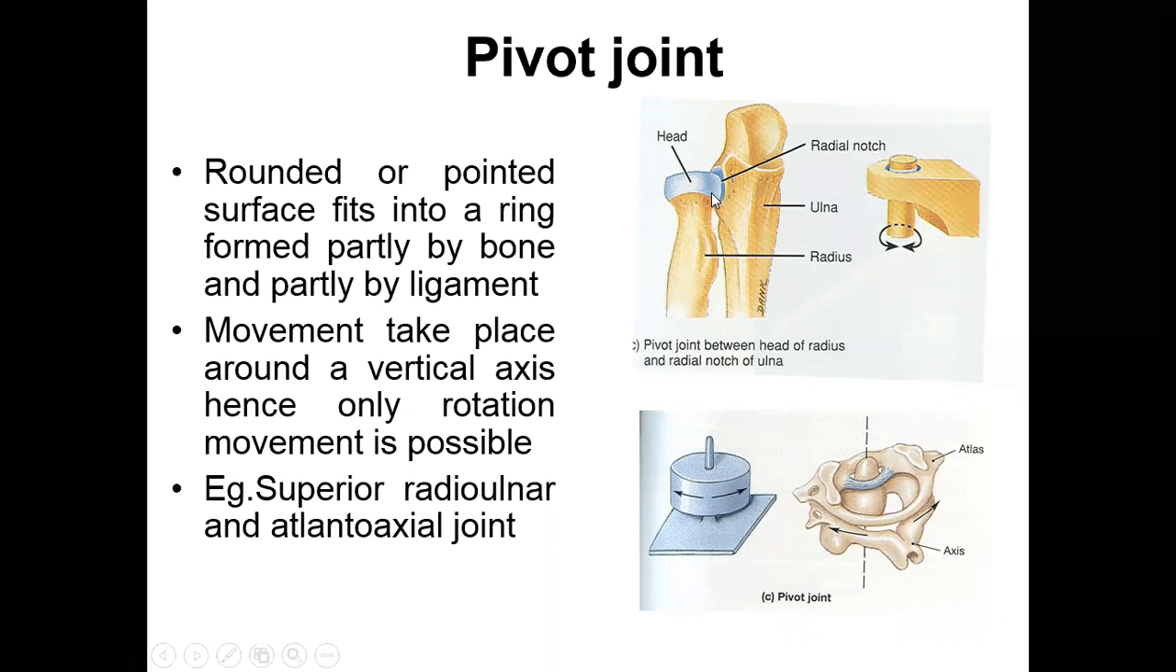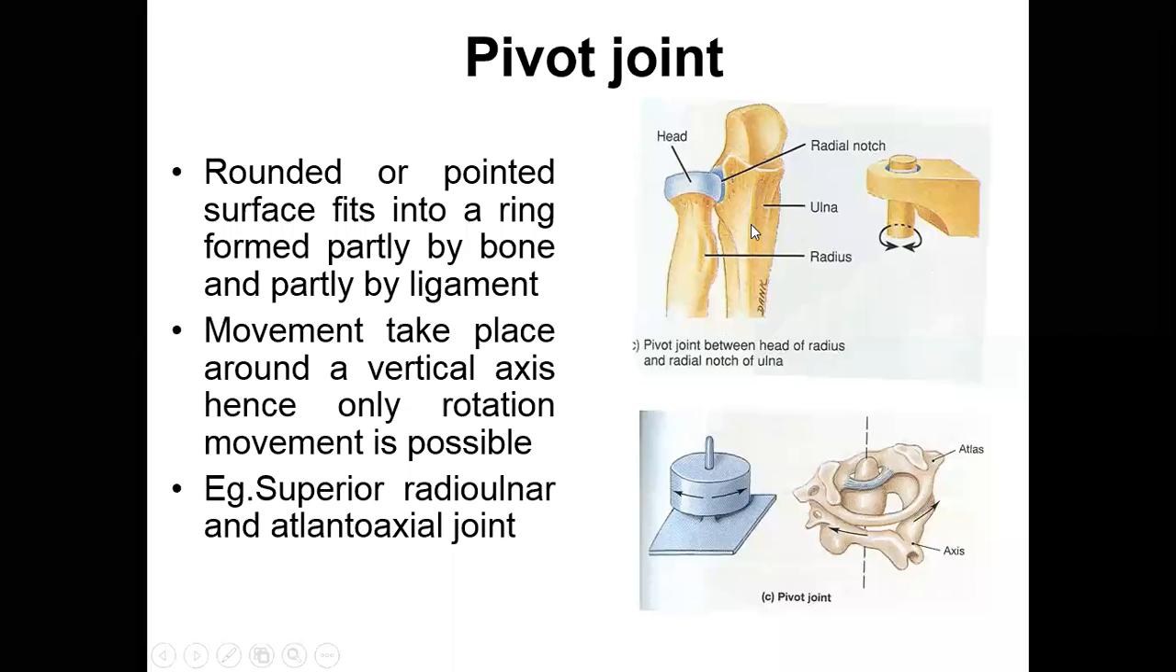It can be formed partly by bone and partly by ligament. Now here is an example. There is a pointed surface. Here the pointed surface is this one, the head of the radius, and another area is forming a ring, a part of the ring. The ring here is this one, the radial notch of the ulna. You may not be very familiar with these bones, but try to understand that this is the ulna, a bone of the forearm, the medial bone, and this is the radius, which is the lateral bone of the forearm.